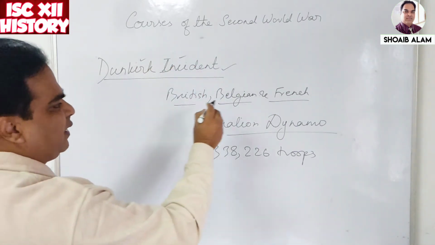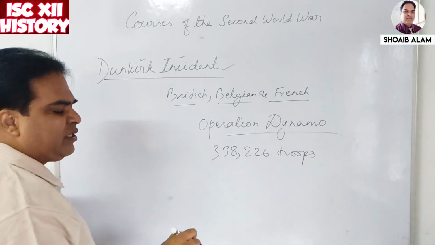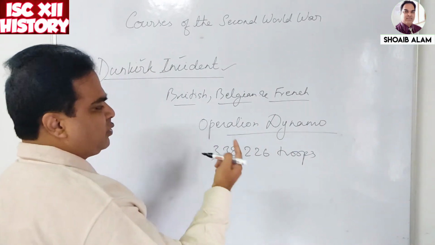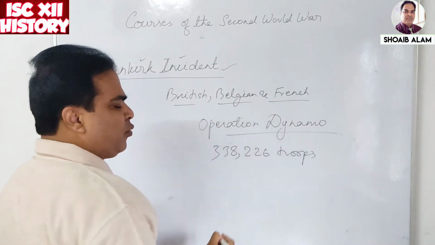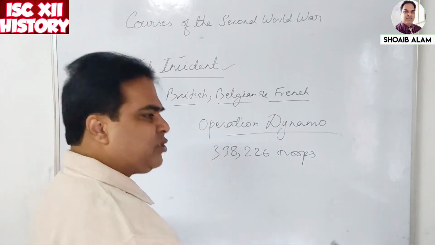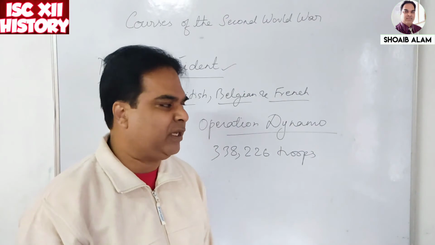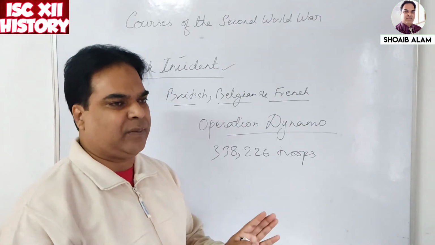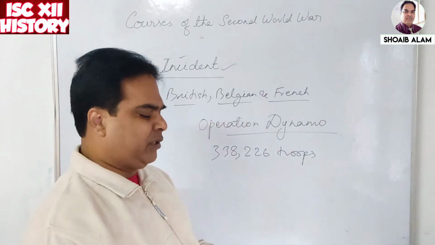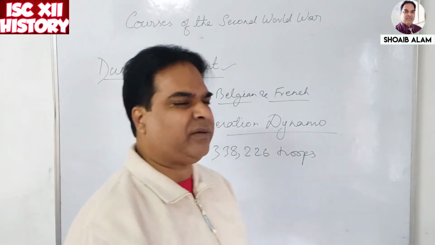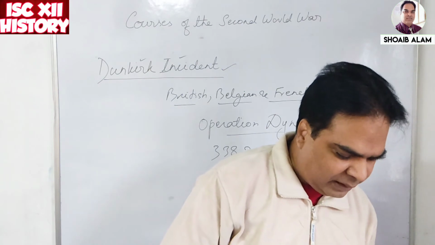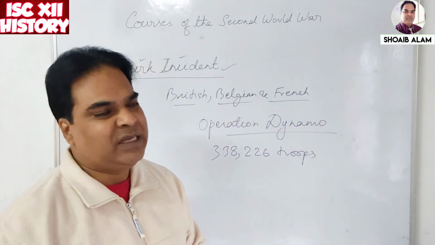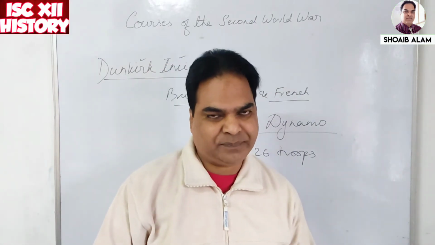British and Belgian forces were trapped there when Germany attacked, and the British Prime Minister launched Operation Dynamo to rescue those soldiers trapped over there. Whether they were French, Belgian or British soldiers did not matter. They wanted to save those 3 lakh, more than 3 lakh or something like that. Finally, 3,38,226 troops were saved successfully.